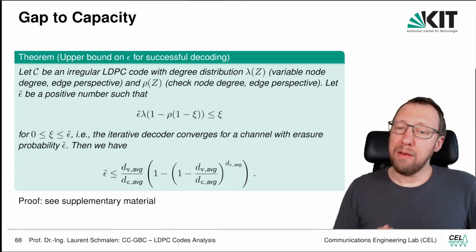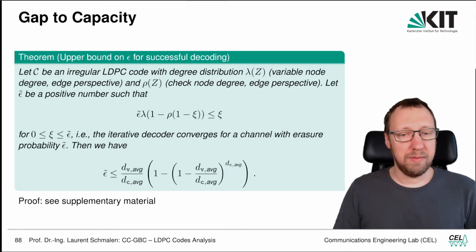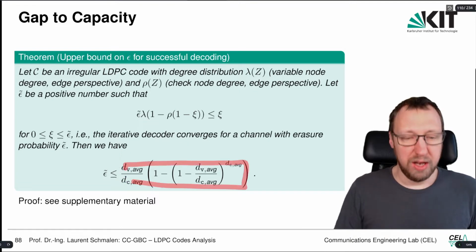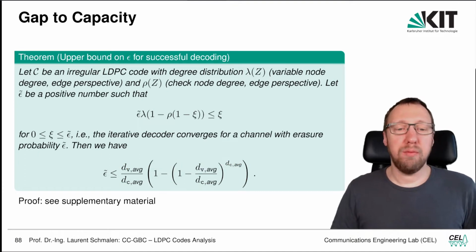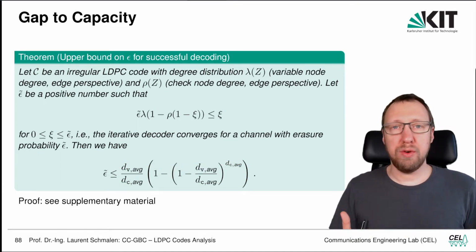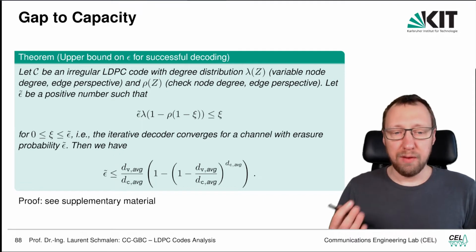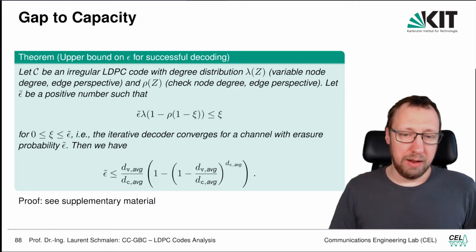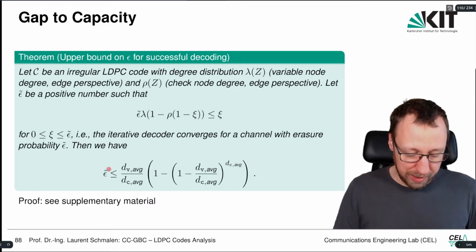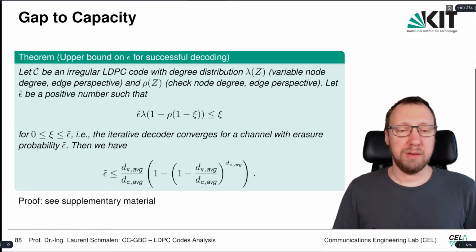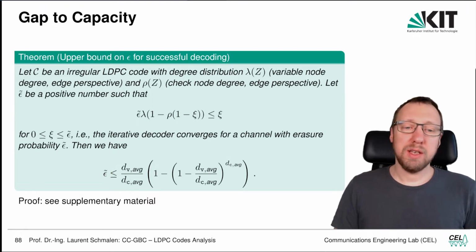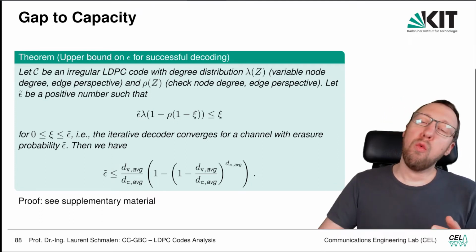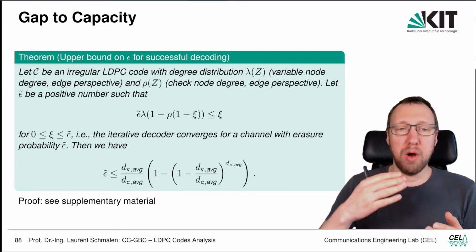And then we have a condition on epsilon tilde. It means that epsilon tilde should be smaller or equal than this expression, which purely depends on the average degree distributions of our code, average variable node and average check node degree. And this is actually a very simple equation, and that gives us a condition for the best possible epsilon. So it means that if we fix our average degree distribution, we have a condition onto what epsilon we can at most converge.